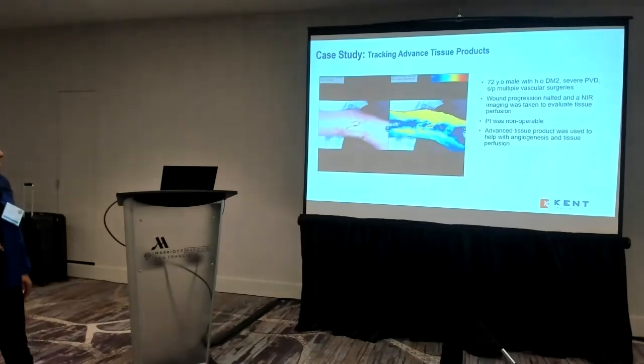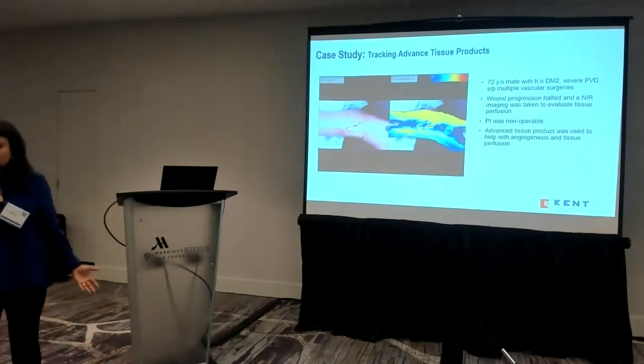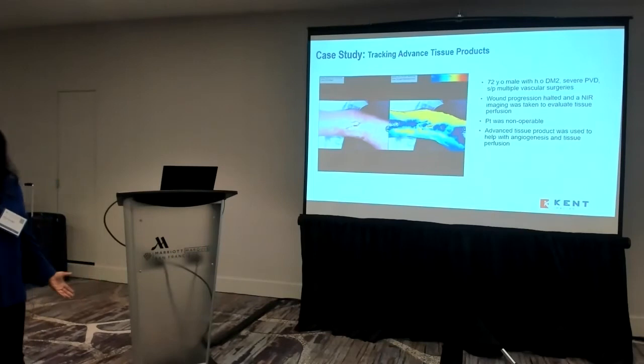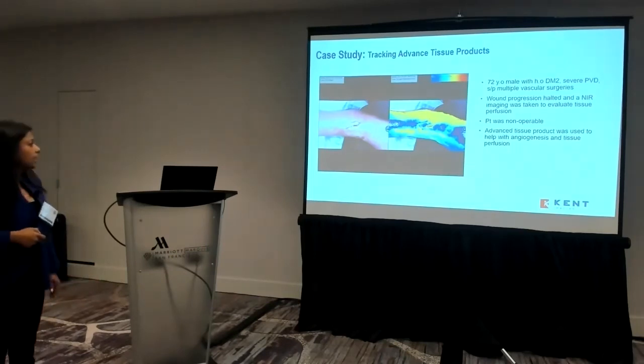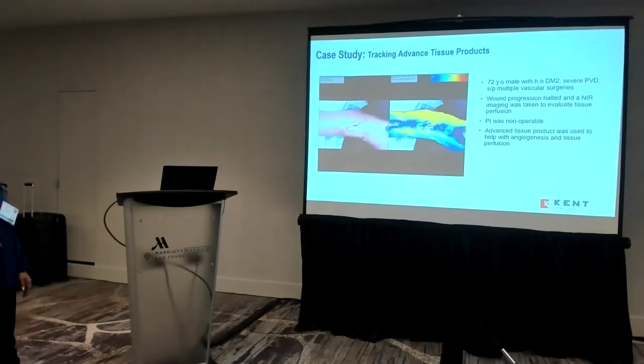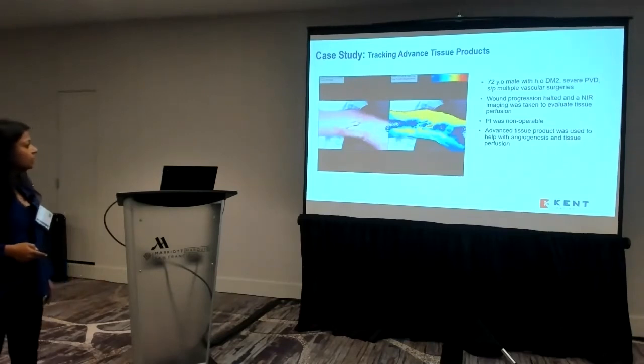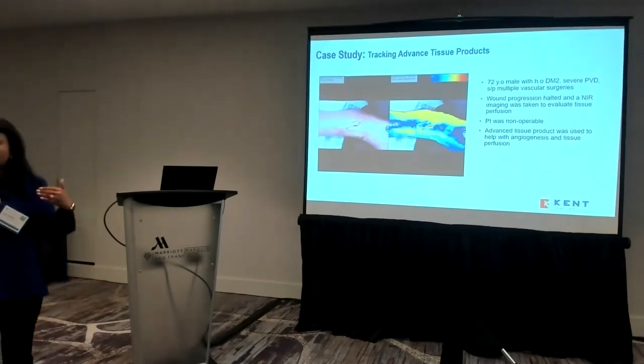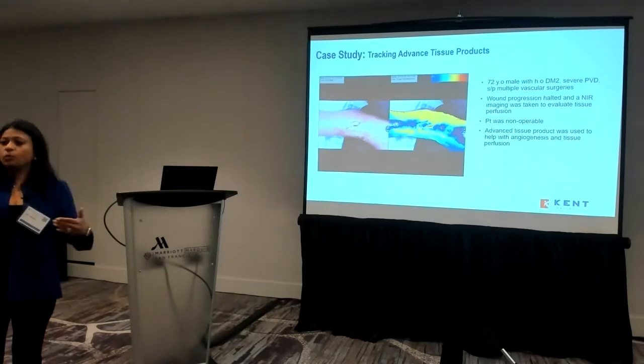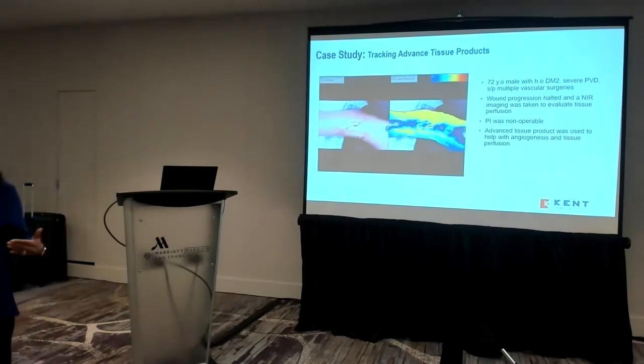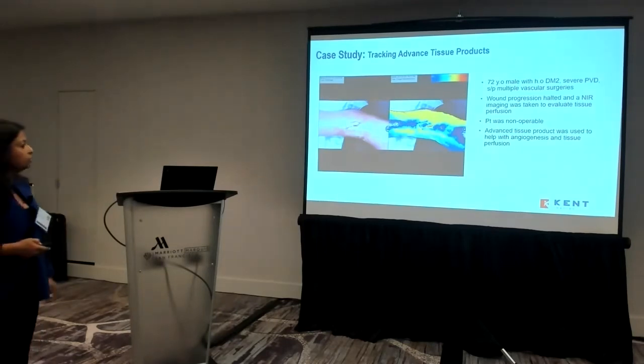So we took an image to see what was really going on, and my concern was that his intervention had failed once again, and it does kind of look like that. But nonetheless, we went forward because again he was non-operable at this point. So what was going on in our minds was what could we put on the wound that could increase oxygenation for tissue perfusion.